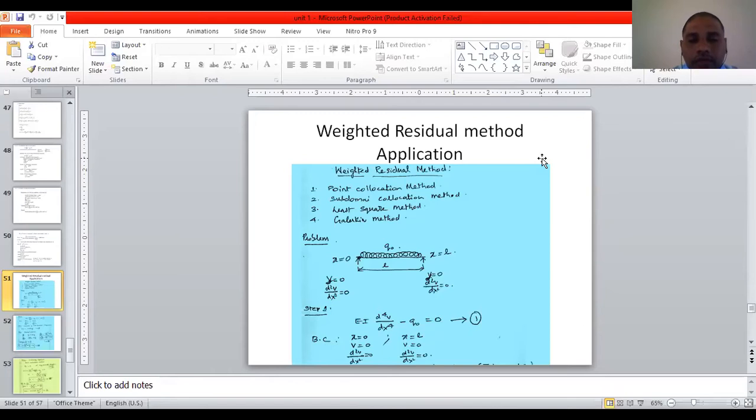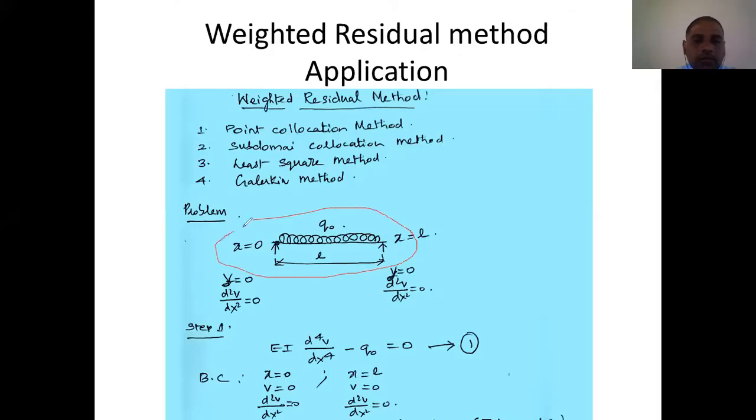For the illustration, we are going to consider one simple structure called a beam. It's actually a simply supported beam. Here you can see one simply supported beam carrying a uniformly distributed load, and the total length of the beam is L, and as I said, X varies from 0 to L.